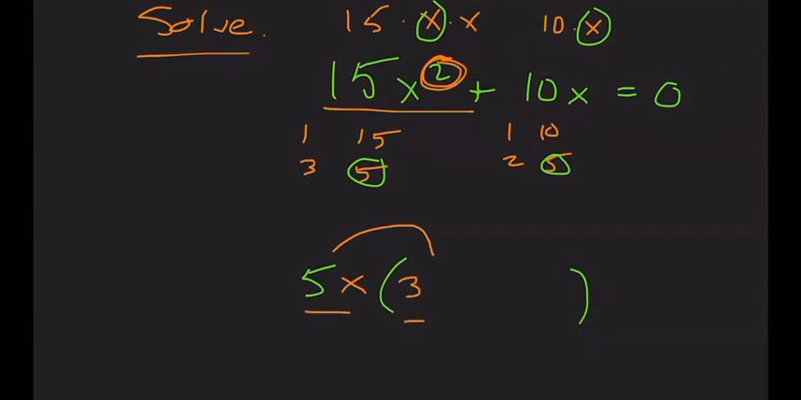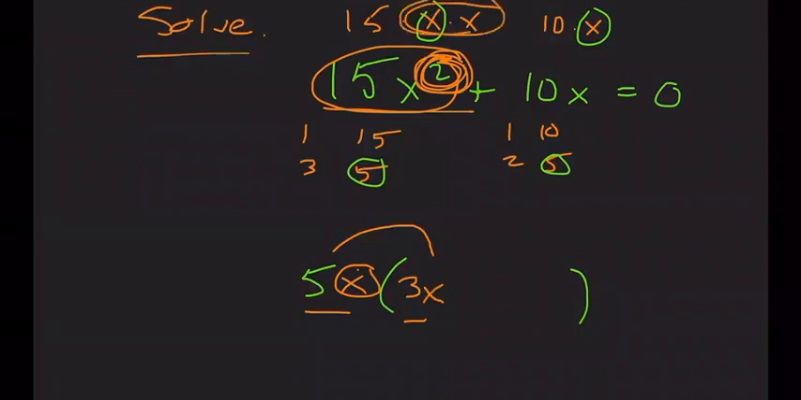5x times 3 gives us 15x, but we want 15x squared. We only have one x. We need two x's being multiplied, which means we want to put another x over here, because remember, x times x is x squared. And that's just something you'll probably get very familiar with over time if you're not already. X times x is always x squared.